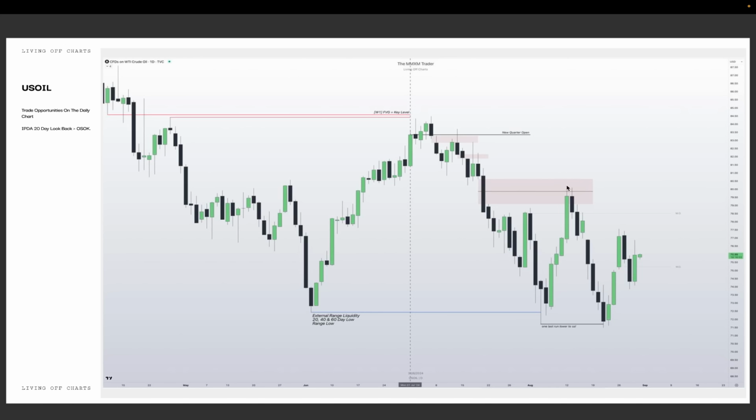We have one more run higher into consequent encroachment, 50% of this FVG, before one last run lower for the sell side liquidity. And this is actually the move we called in the Discord group here.